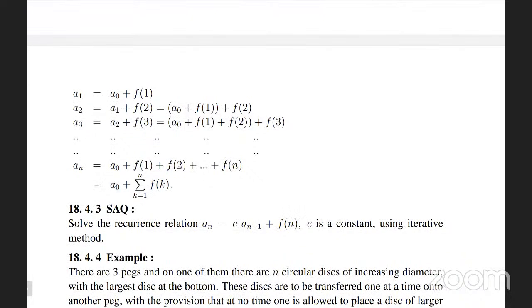This is called a recurrence relation of the iteration. What is the solution? an equal to a naught plus summation k equal to 1 to n f of k is called the solution itself. Solution means there is nothing more to write beyond this.